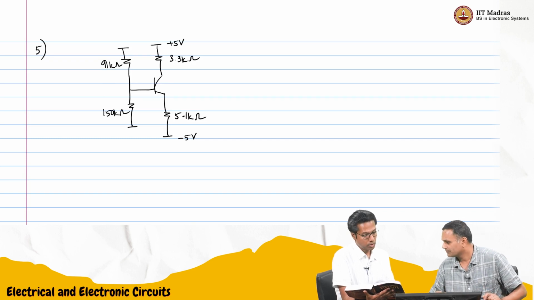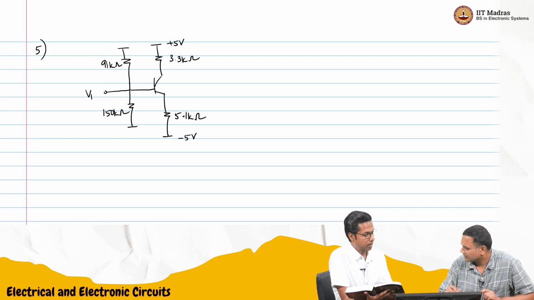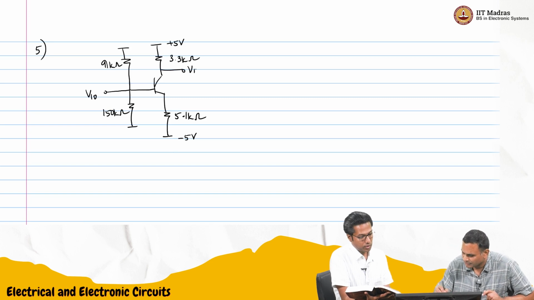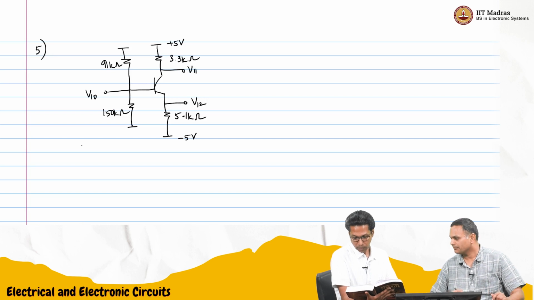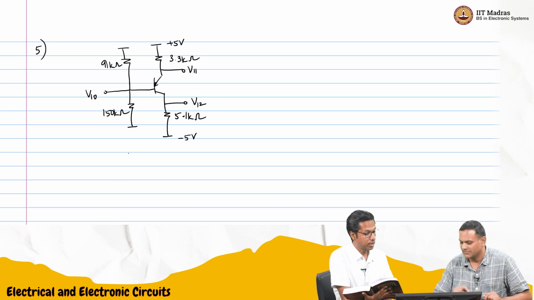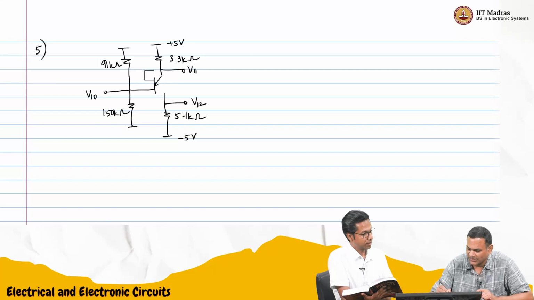Then some node voltages are marked: the base is V10, then V11 and V12. I think the question is to find the values of these three voltages and the branch currents. Assume beta to be very high, which makes our job a little easier.